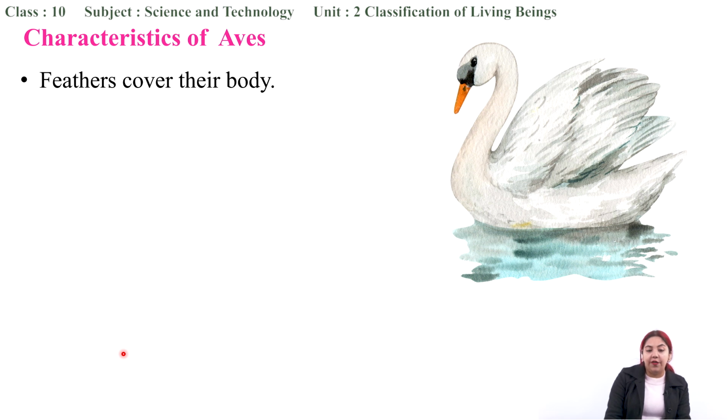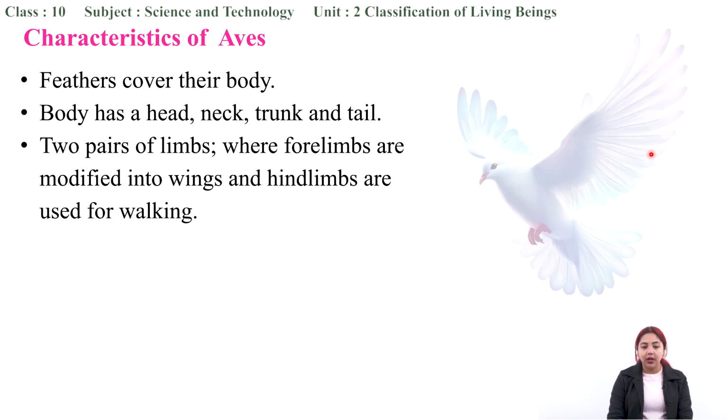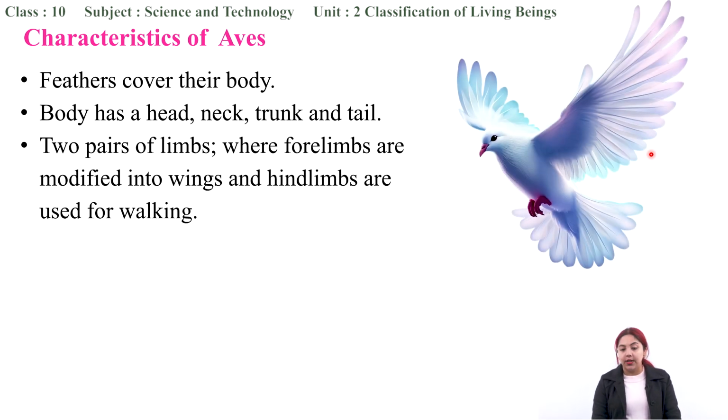Their body is covered by feathers. Their body has head, neck, trunk and tail. You can see this, for example, swan. It has a head, it has this long slender neck, it has a trunk and it has a tail. The body of the aves can be divided into head, neck, trunk and tail. Now they have two pairs of limbs, in which this is a forelimb, this is a hind limb. The forelimbs are modified into wings, and the hind limbs are used for walking.